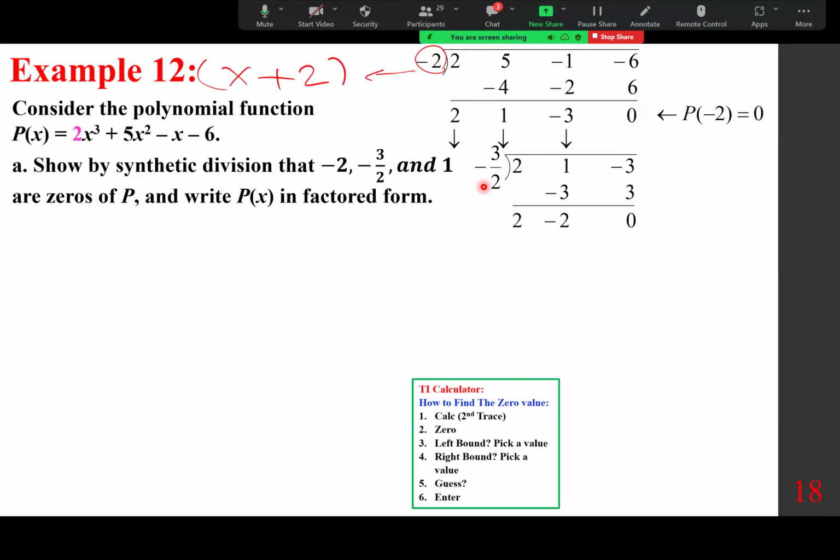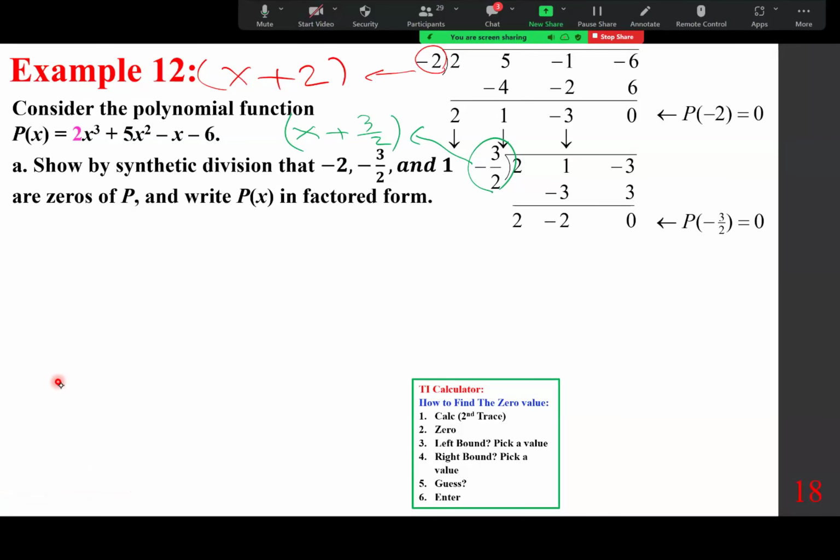With the next number, which is -3 halves, again, 2. Now, if you divide this one, since you know this is the case, you can divide this one by -3 halves, okay? So 2, 1, -3, you drop the 2, you multiply by -3 halves, -3 and 1 is -2, times -3 halves is +3, they add up to 0. So that means p of -3 halves is 0. That means the factor is x plus 3 halves, okay, everybody?